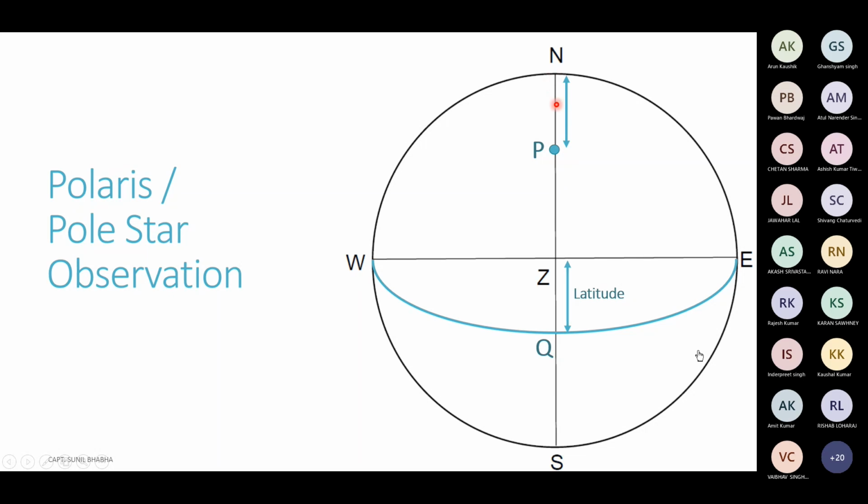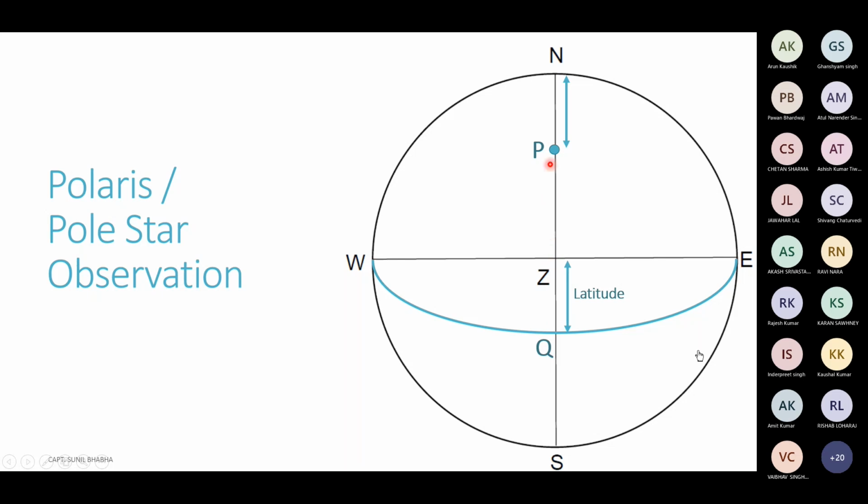You see, N point is on the horizon, P is the celestial pole. So N to P marks the arc of the vertical circle contained between the pole and the horizon. This is the definition of altitude. So NP is the altitude of the pole, also called the elevation of the pole. Now, we are aware that this celestial pole is 90 degrees away from the Q point on the equinoctial.